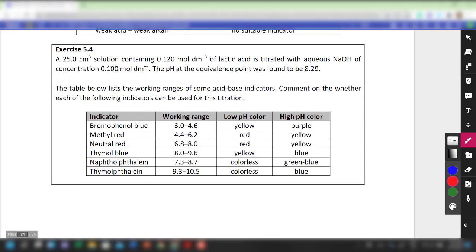Yeah. Then finally, we're going to move on to exercise 5.4. So we have a 25.0 cubic centimeter solution containing a certain concentration of lactic acid. I titrate it with sodium hydroxide of this particular concentration. pH equivalence point is 8.29. The table below lists the working range of some acid-base indicators. Comment on whether each of the following indicators can be used. Okay, so this is an example of a weak acid, strong base titration.